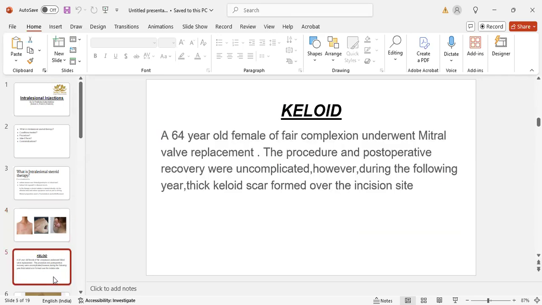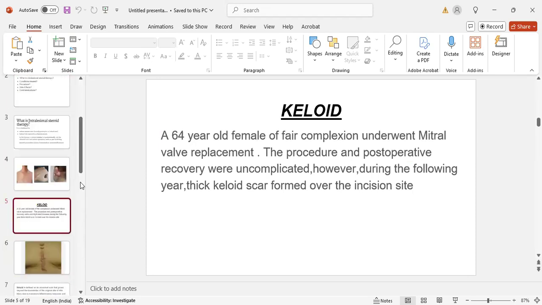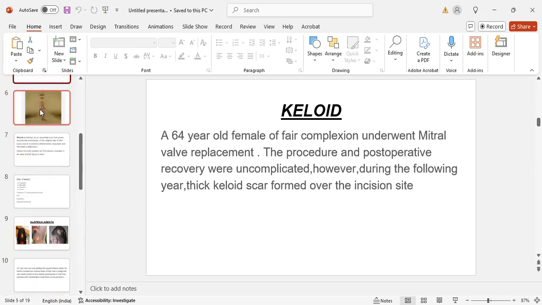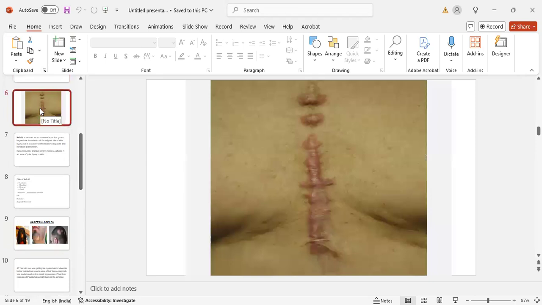So let's see what a keloid is, and how a patient will come to your OPD when you are in your clinic. A patient will appear to you as a 64-year-old female of fair complexion who underwent mitral valve replacement. Any procedure the patient has gone through, any injury to the skin, they will come to you. The procedure and post-operative recovery were uncomplicated. However, during the following year, a thick keloid scar formed over the incision site. This is one example of how a patient will present to you. I've attached a picture of the case. Can you see on the anterior wall, mitral valve surgery has been done and a scar has formed.